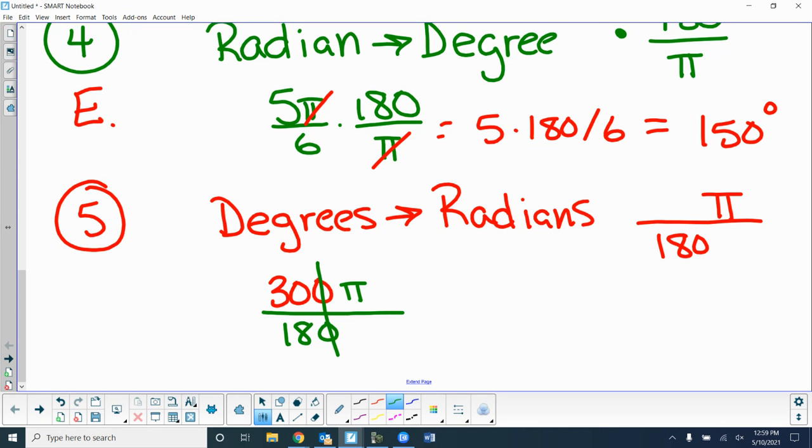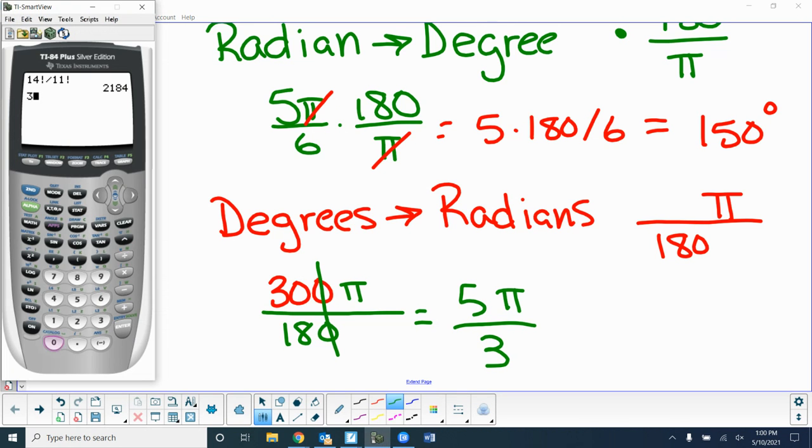So the zeros cancel. 30 and 18 both let 6 go into them. So 30 divided by 6 would be 5. And 18 divided by 6 is 3. So 5 pi over 3, and that was letter B for number 5. On your calculator, all you need to put is 300 divided by 180. Do not put the pi in. And then hit math, and then enter twice. And there's your 5/3.